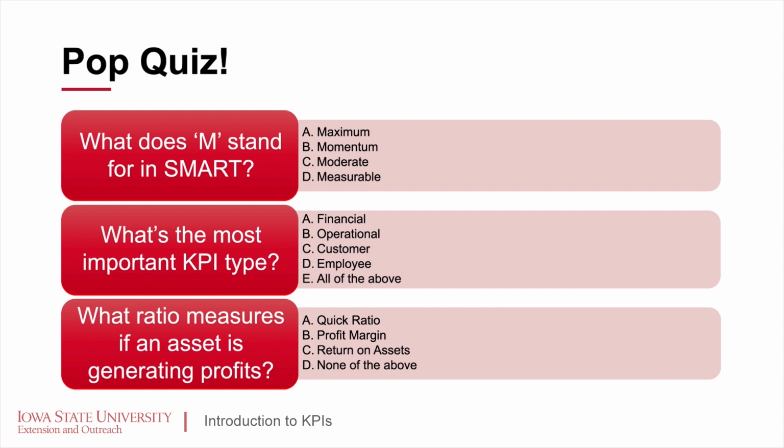Here are the answers to the pop quiz. The M in SMART stands for measurable. The second question is sort of a trick. All these KPI categories deserve company focus, and the most important KPI can vary depending on the business context. For the last question, the ratio that measures if an asset is generating profits is return on assets.